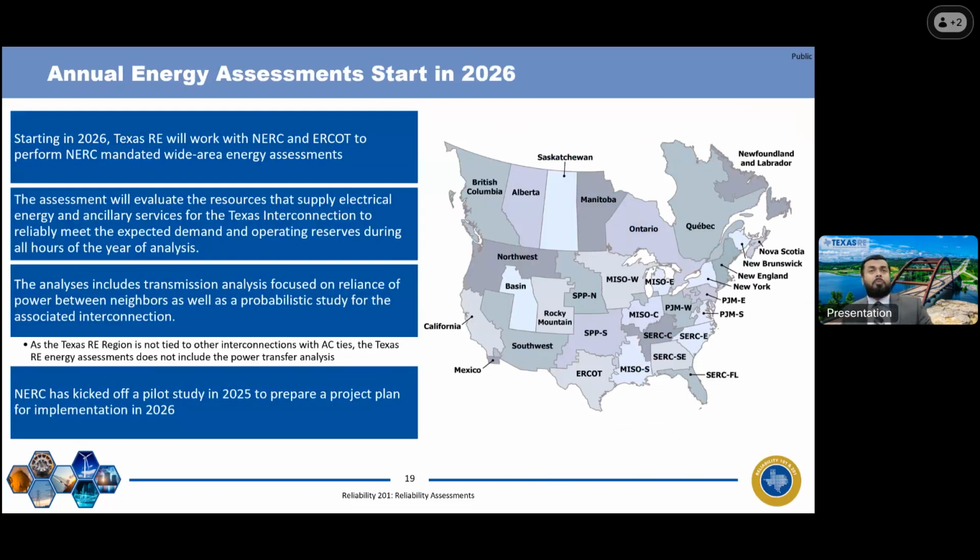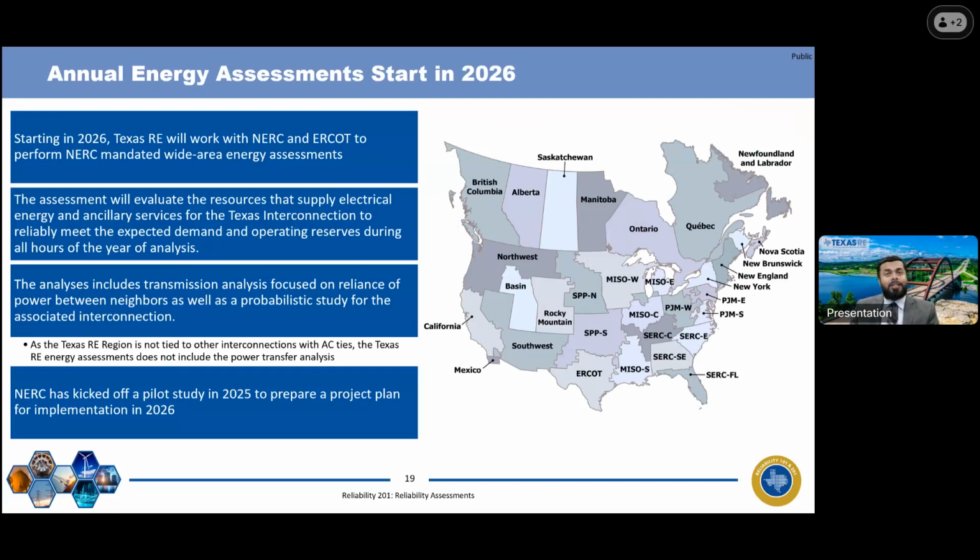Now, Texas RE will perform another assessment starting next year. It's called an energy assessment. This analysis includes the following. We will focus on a future year for a wide area energy reliability study. We will study whether our resources can meet our demand and operating reserves during all hours of that particular year. We'll work with NERC and ERCOT to perform this work.